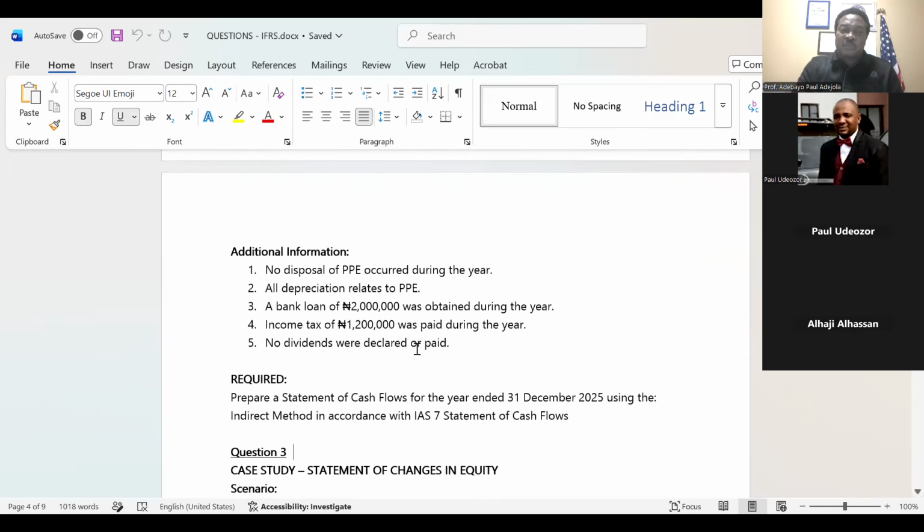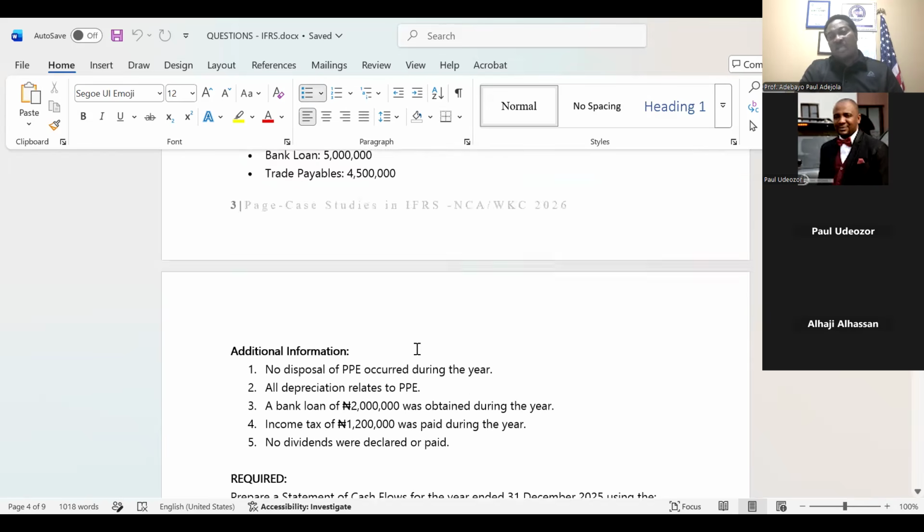Let's see the question. It says, prepare a statement of cash flow for the year ended 31 December 2025 using the indirect method in accordance with IAS 7 statement of cash flows. Let's look at this question.